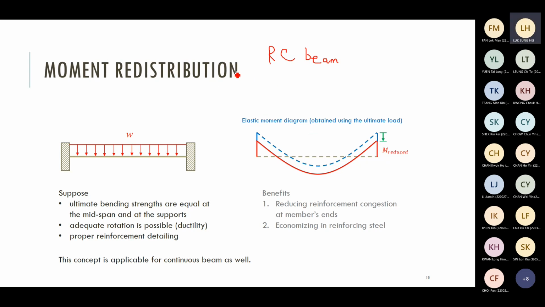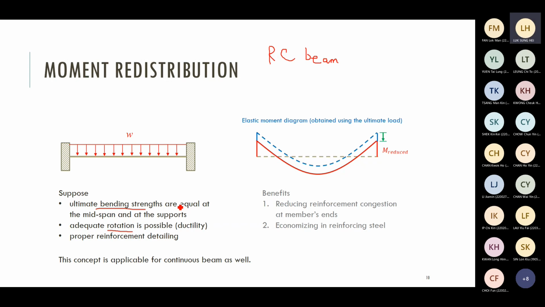Suppose you have a beam, fixed end, or continuous beam. Assume that the beam has equal bending capacity in both mid-span and support, so that every section has the same plastic moment. And assume that the beam has sufficient rotation capacity. For steel beam, it's normally okay, unless you have something like local plate buckling.